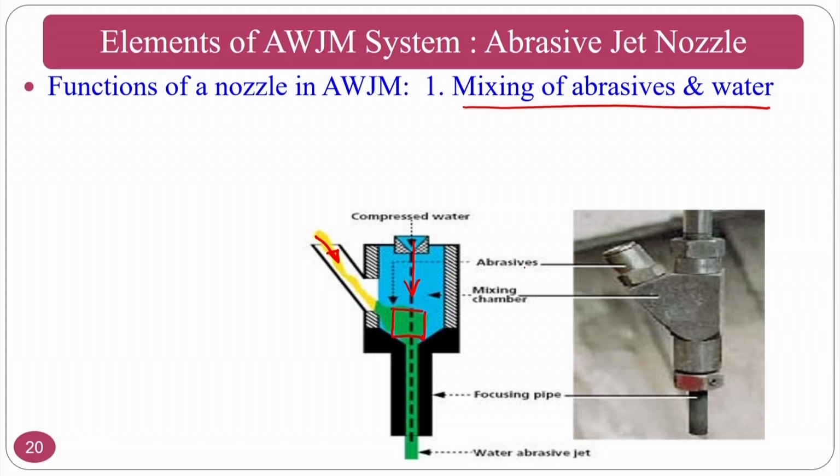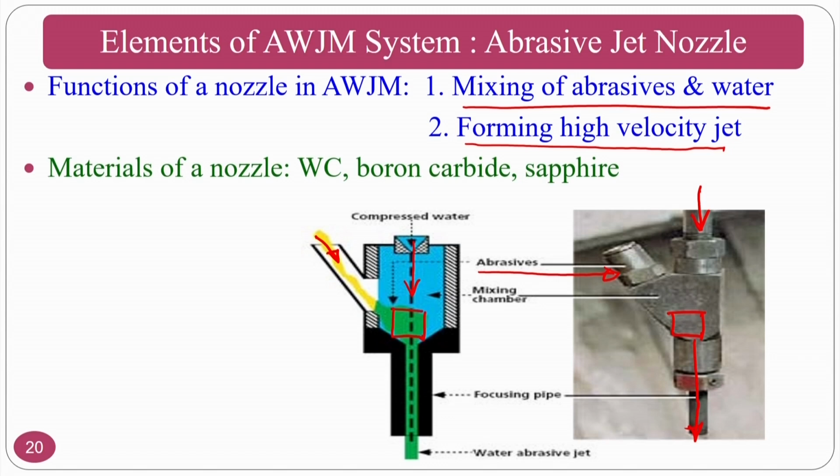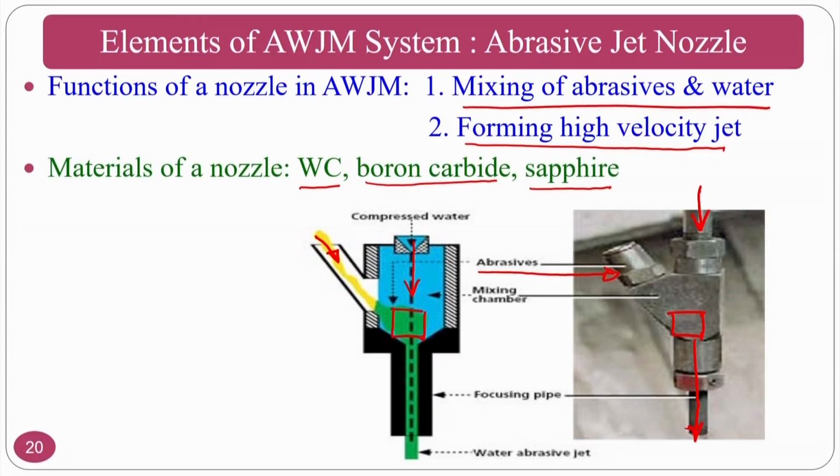Practically, how you can see is this: this is the abrasive feeding system, water feeding system, both will mix in this particular region and it will impinge onto the workpiece. So, mixing of the abrasives is one of the functions, and forming of the high velocity jet, that is the abrasive water jet, is another function of this abrasive jet nozzle. The materials, as I said: tungsten carbide can be used, boron carbide also can be used, sapphire is normally used. If you want longer life, like 300 hours, as in abrasive jet machining, sapphire will be used. If you want to use it for 30 or 25 hours, normally tungsten carbide based nozzle materials can be used.